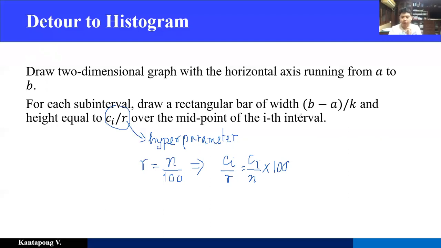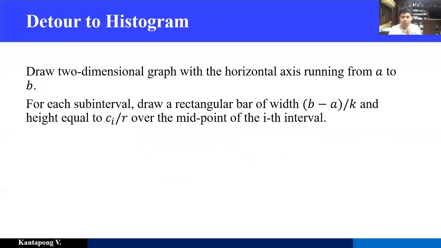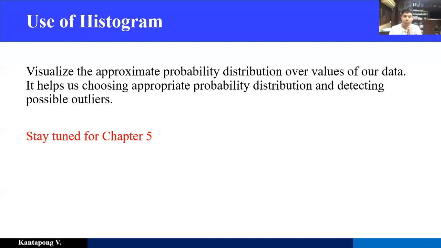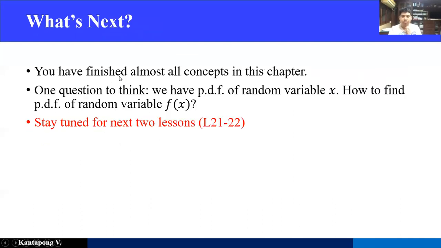Okay, and this is the topic. So the use of histogram is to approximate the probability distribution that we have seen before, and we're going to see this again in chapter 5 when we talk about the frequently used discrete distributions and continuous distributions.